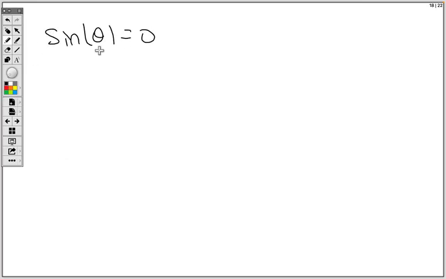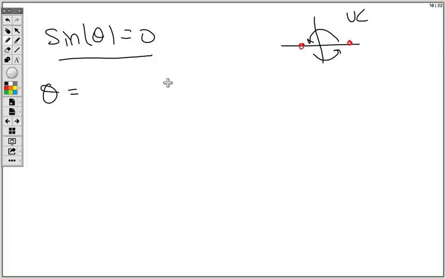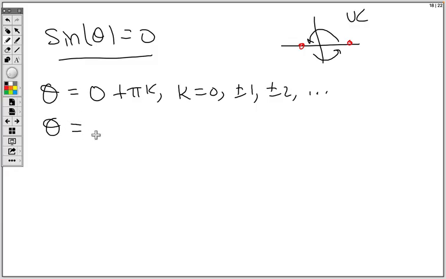So for sine theta equals 0, that tells us we're working with quadrantal angles. In this case, we're working with where the y-coordinate is 0 on the unit circle. So that's going to be at 0 and then any pi multiple of 0. So this would give us theta equals 0 plus pi k, where k is any integer. But typically we'll just write this as pi k, because when k is 0, I get 0. And so there we go.